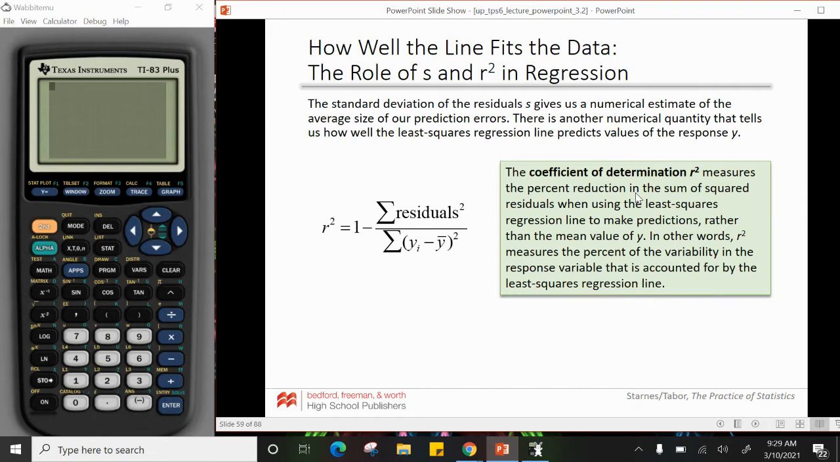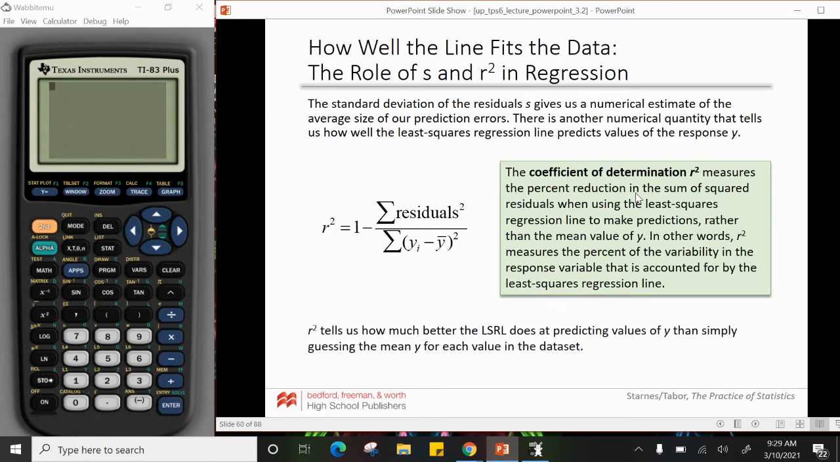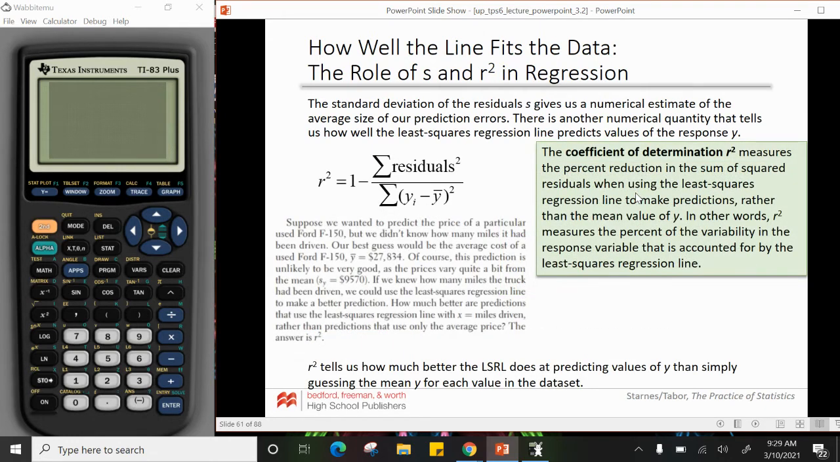Now, I know that sounds like a lot of words. So let's take a look at what this actually means. R squared tells you how much better the least squares regression line does at predicting the values of Y than simply guessing the mean value of Y for each value in the data set. And you're like, why is that coming up? I think this snippet from the textbook is really useful.